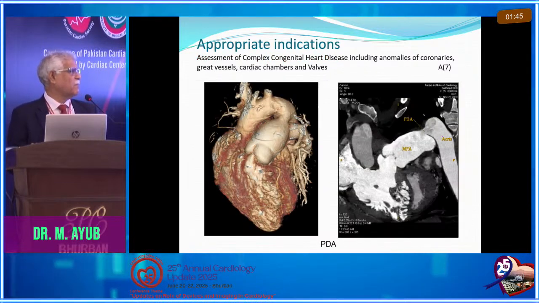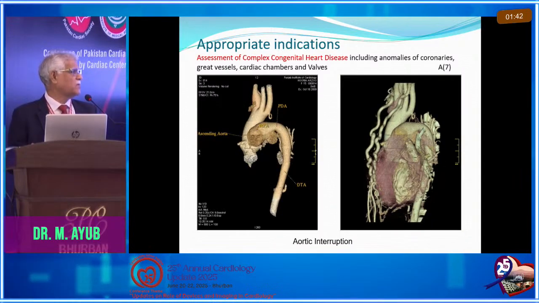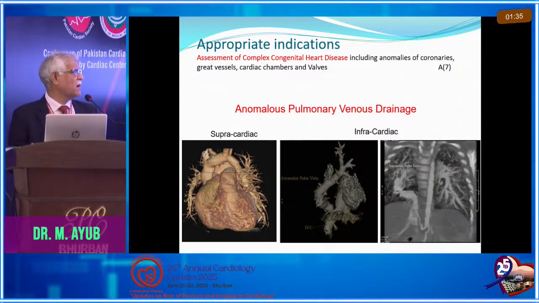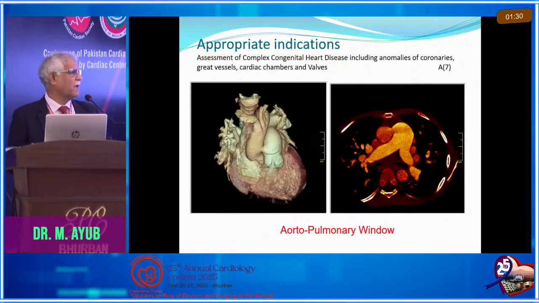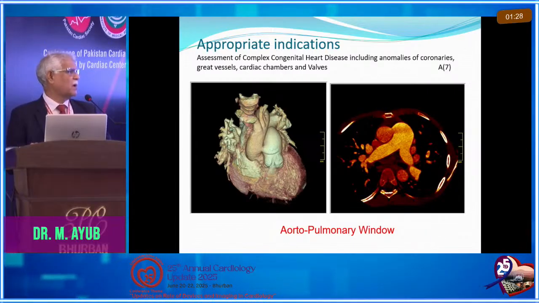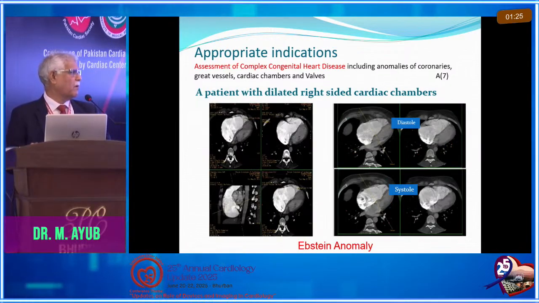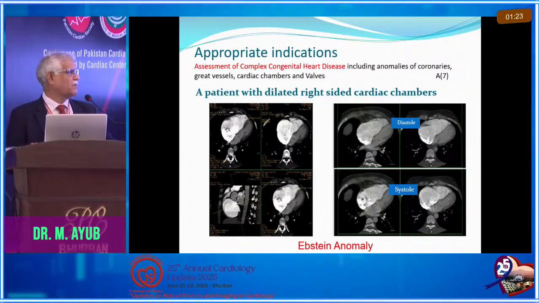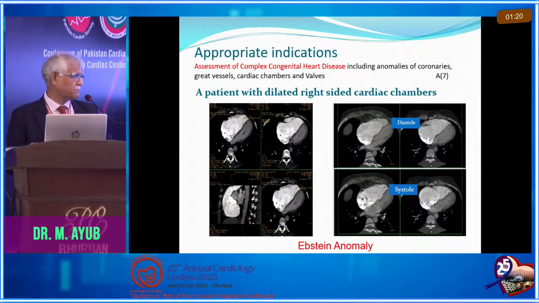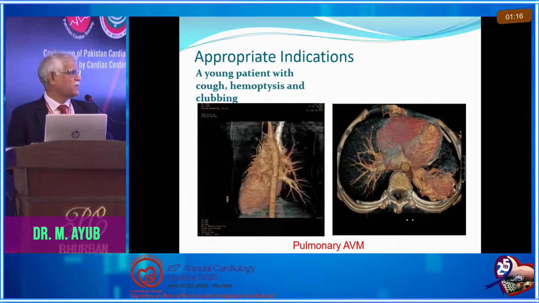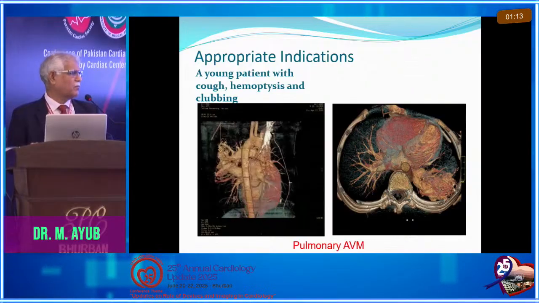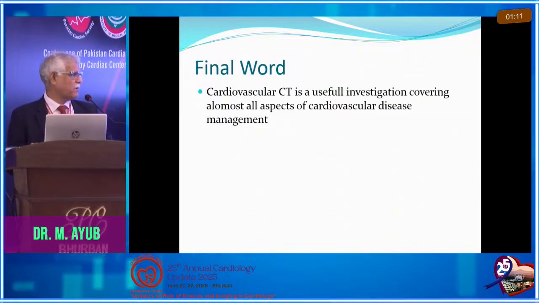In patients with big PDA, patients with aortic interruption or coarctation and its complications, patients with total anomalous pulmonary venous drainage of any type, patients with aortopulmonary window, patients with congenital anomalies like Ebstein anomaly with right side involvement, patients with pulmonary arteriovenous malformations, this test is appropriate.